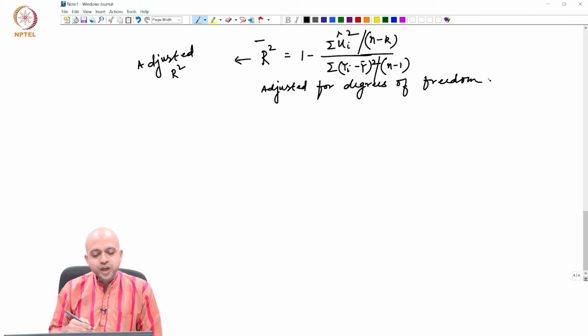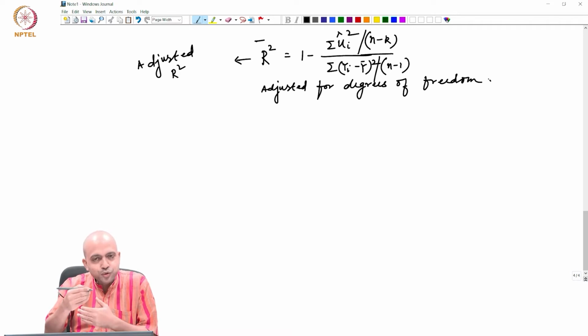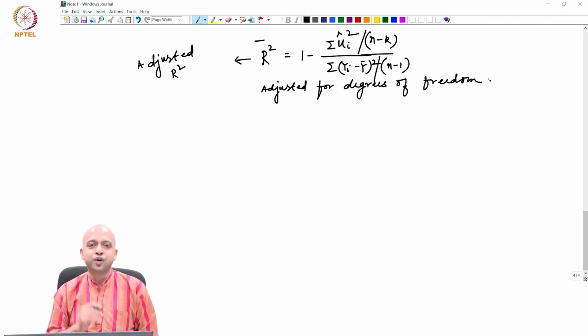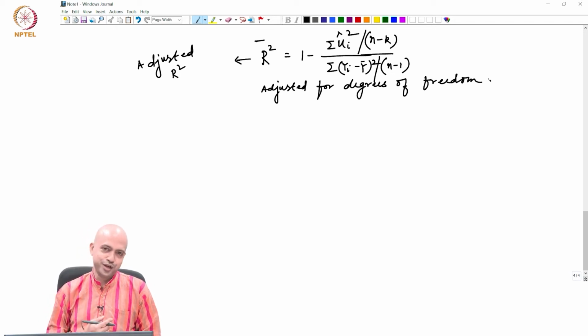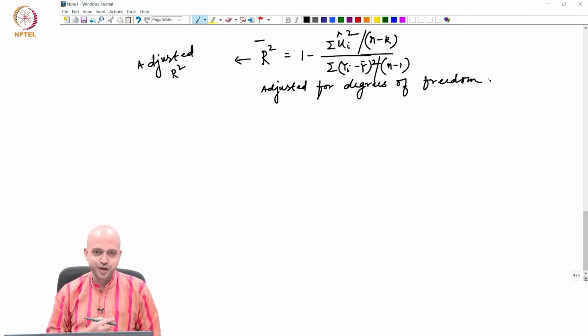Now we can compare r bar square or adjusted r square of two different models involving different number of explanatory variables. Absolutely no problem here. Once you adjust with degrees of freedom, the r bar square or adjusted r square of the two models are easily comparable. So while r square is not comparable across two different models, r bar square is. That is one thing we have to keep in mind.